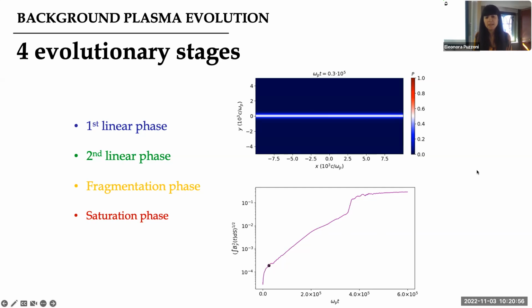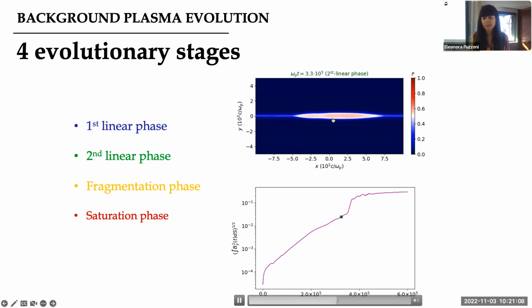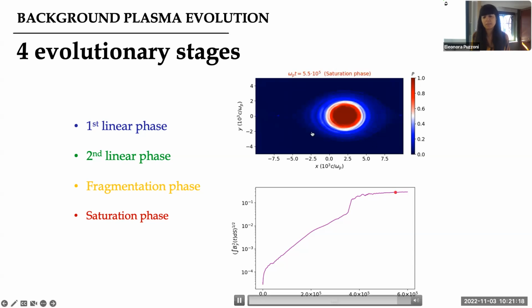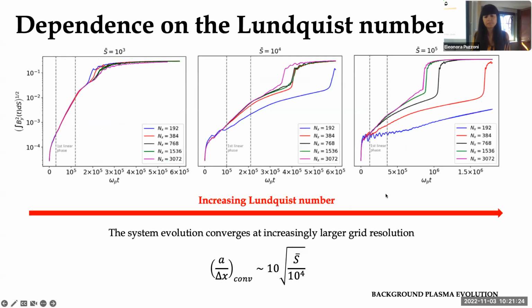So at the beginning, the current sheet starts to shrink at the edges of the computational domain during the first linear phase. The process continues, and we can see a large plasmoid here during the second linear phase. Then the current sheet fragments into a number of plasmoids that begin to merge. At the end, the system reaches a saturation phase in which only a large magnetic island is present, and the growth of the perturbation remains approximately constant.